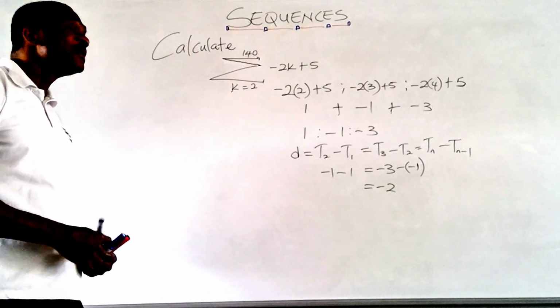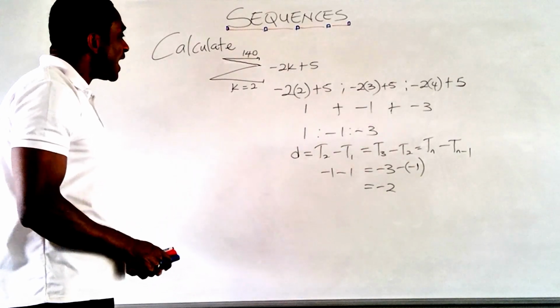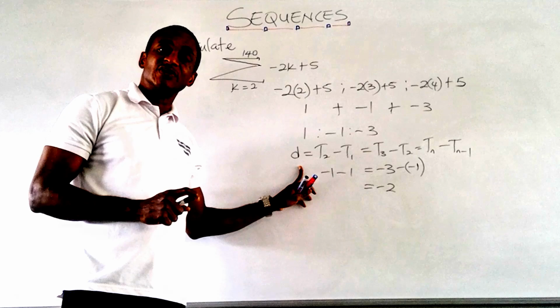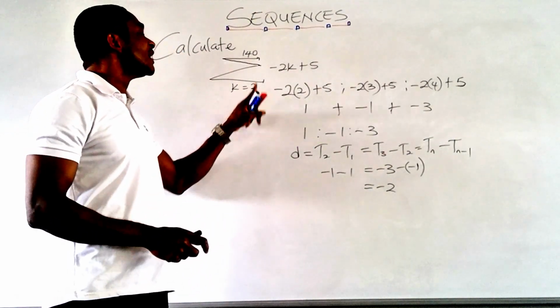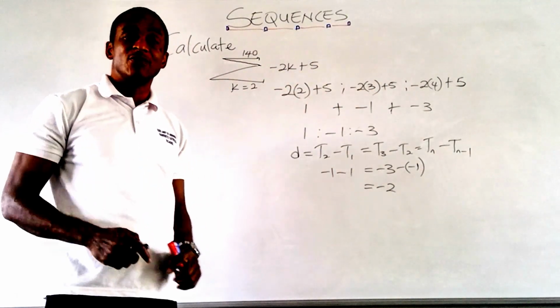With that knowledge, we can go to the sum of an arithmetic sequence, because it is arithmetic, because it has a common difference. We go to the sum of an arithmetic sequence and plug it in to get the sum of all the terms without having to take them one by one.